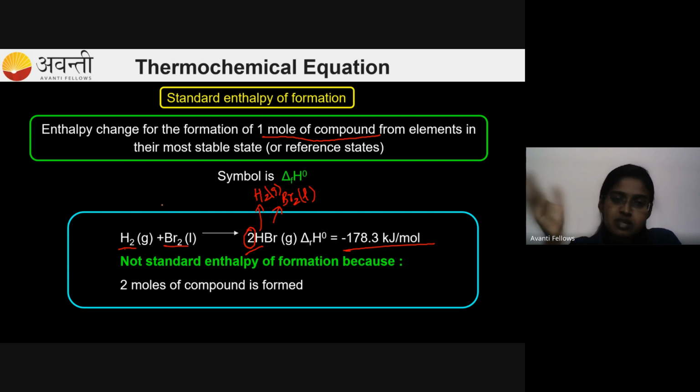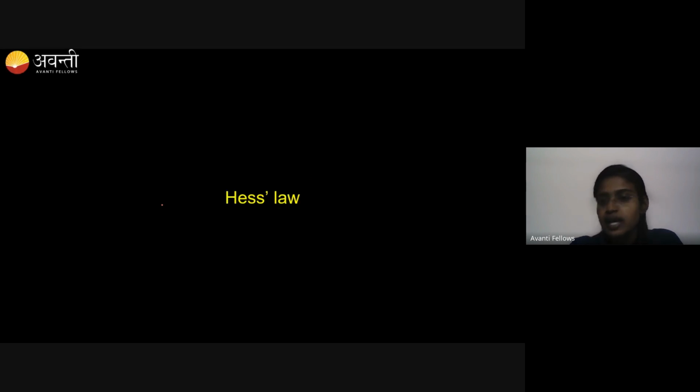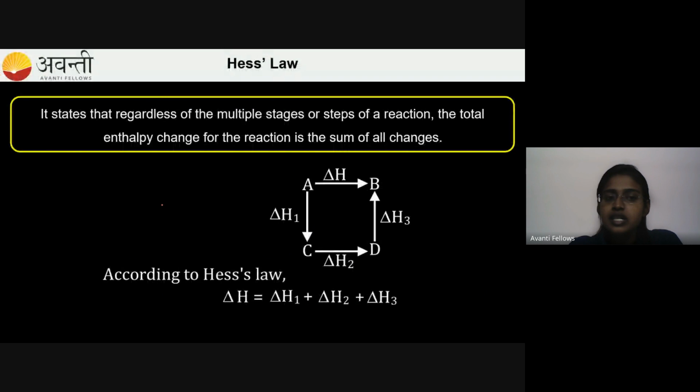Okay, so with this, standard enthalpy of formation is over, and next we are moving on to Hess's law. Hess's law is very important, but it is very easy also. It states that regardless of the multiple stages or steps of a reaction, the total enthalpy change for the reaction is the sum of all changes. So, for example, A is giving B. The enthalpy change accompanying this process is called delta H.